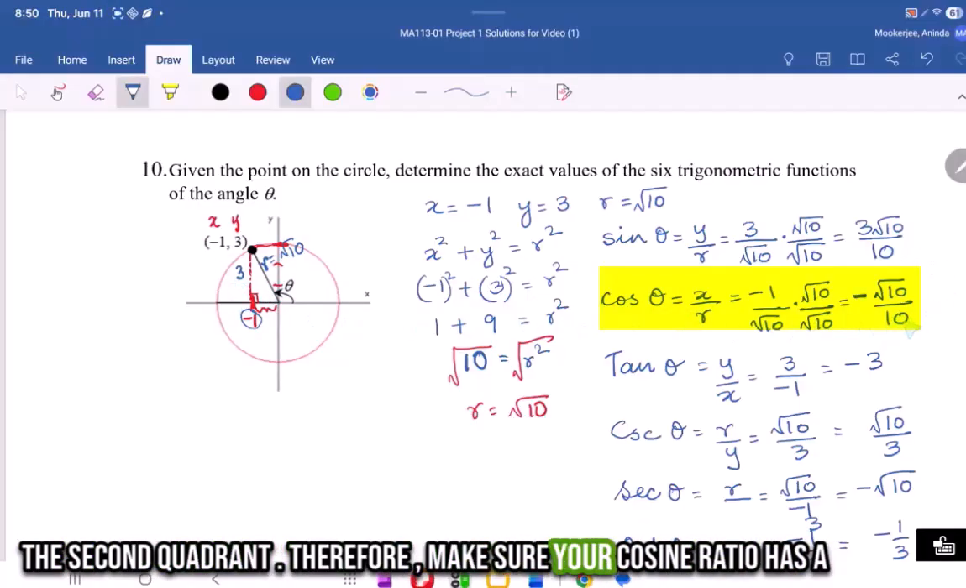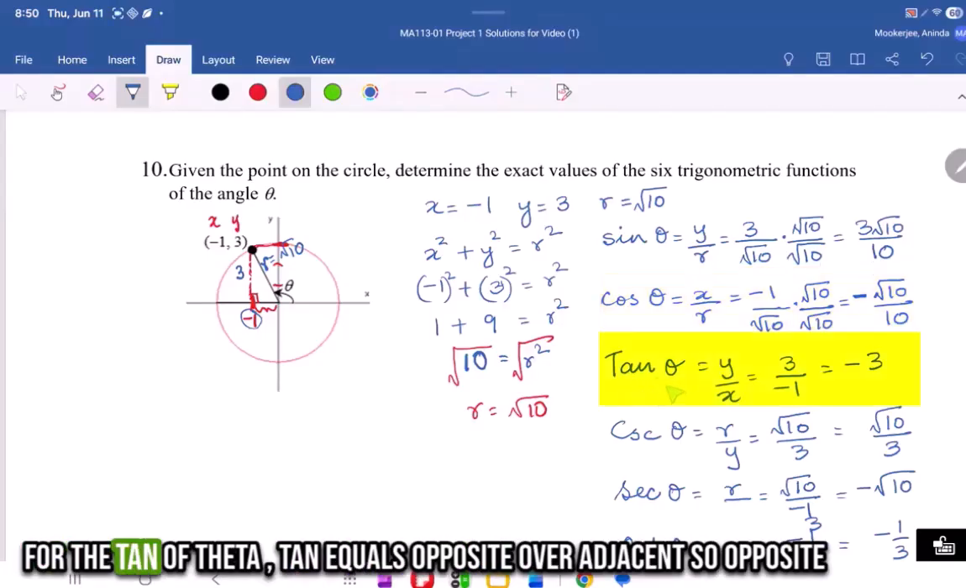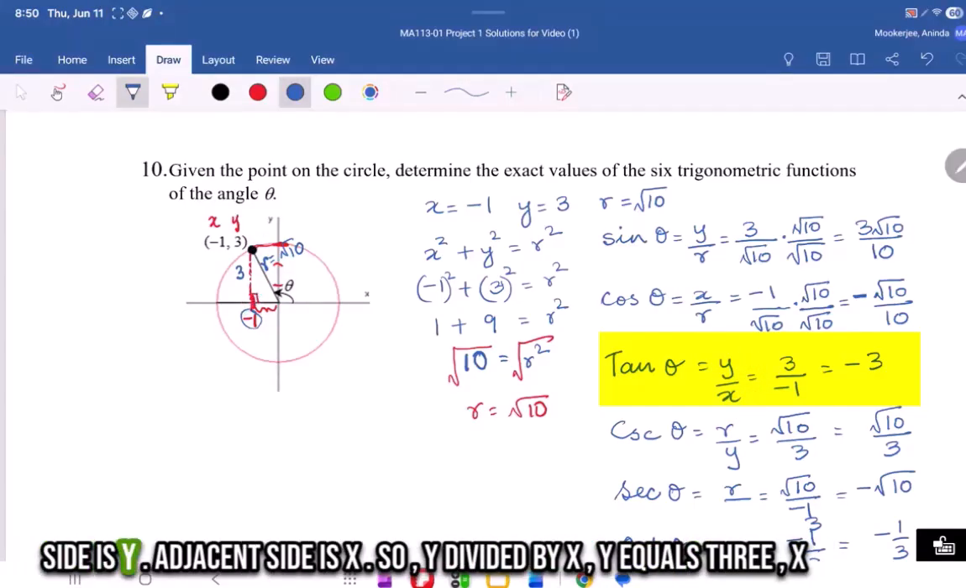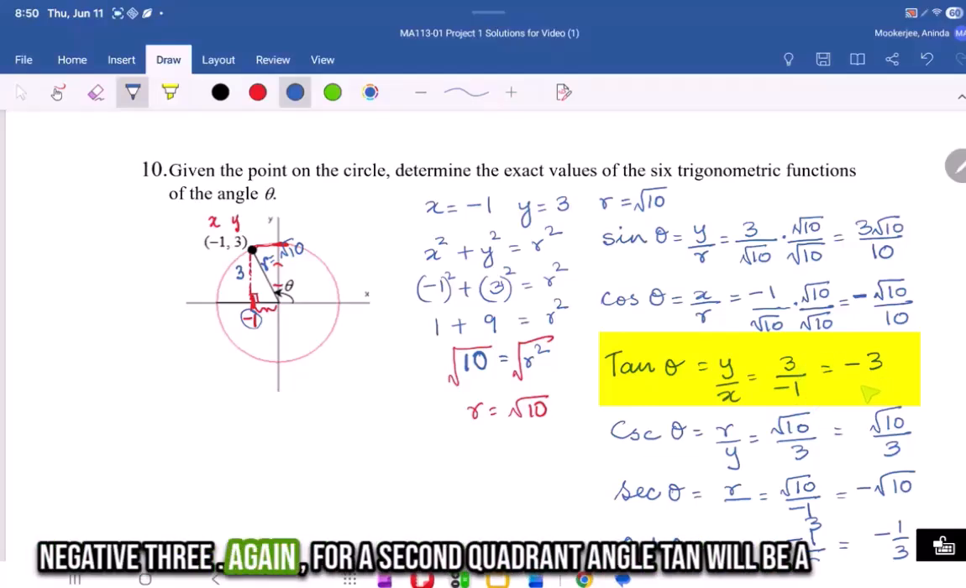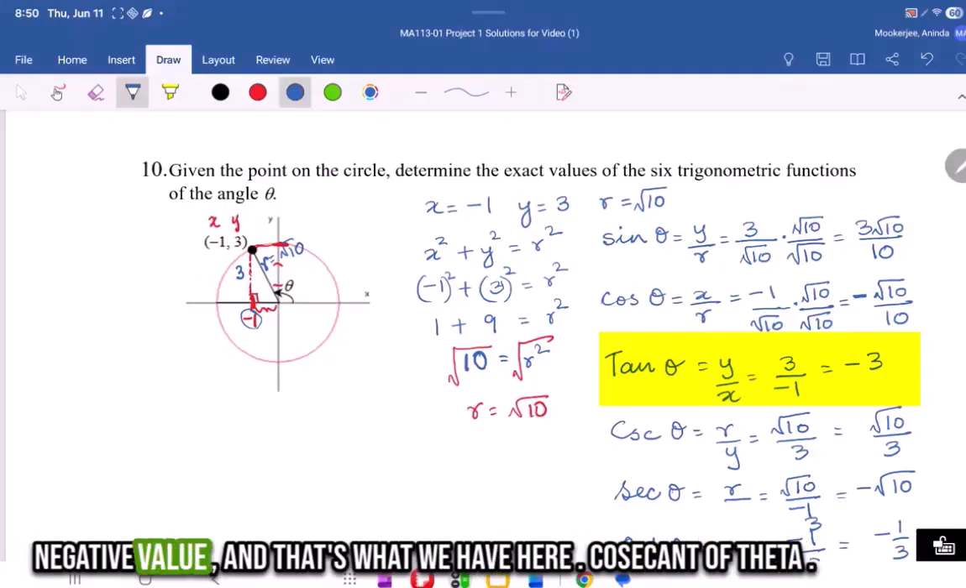Therefore, make sure your cosine ratio has a negative value. For the tan of theta, tan equals opposite over adjacent. So, opposite side is y, adjacent side is x. So, y divided by x, y equals 3, x equals -1. So 3 divided by -1 gives us -3. Again, for a second quadrant angle, tan will be a negative value, and that's what we have here.